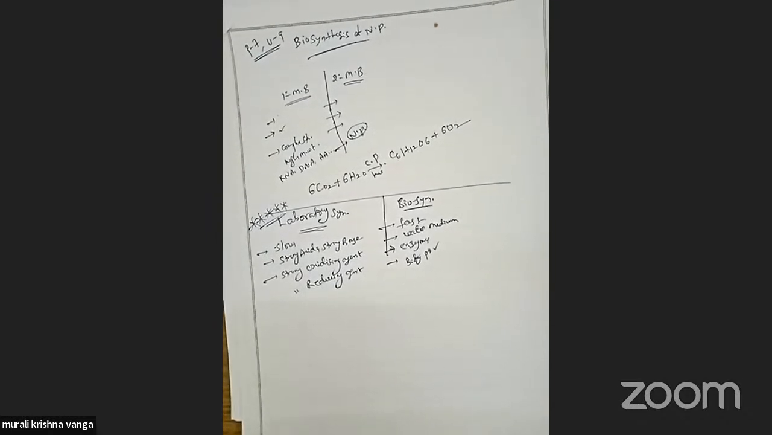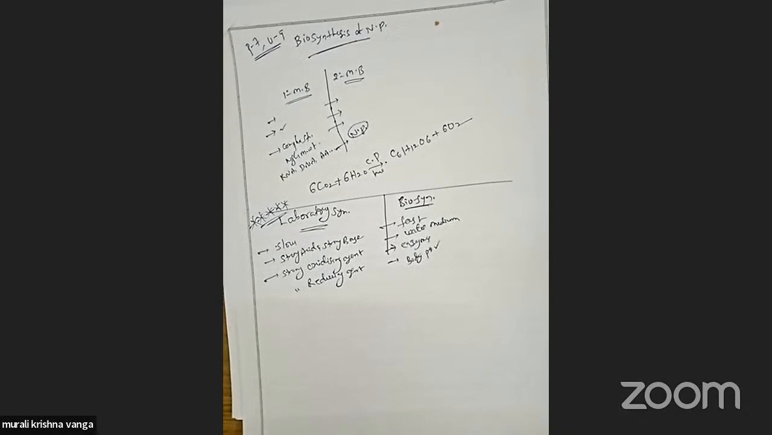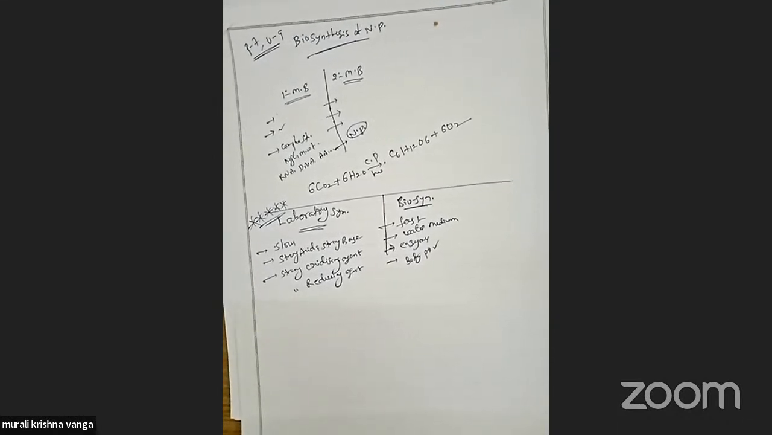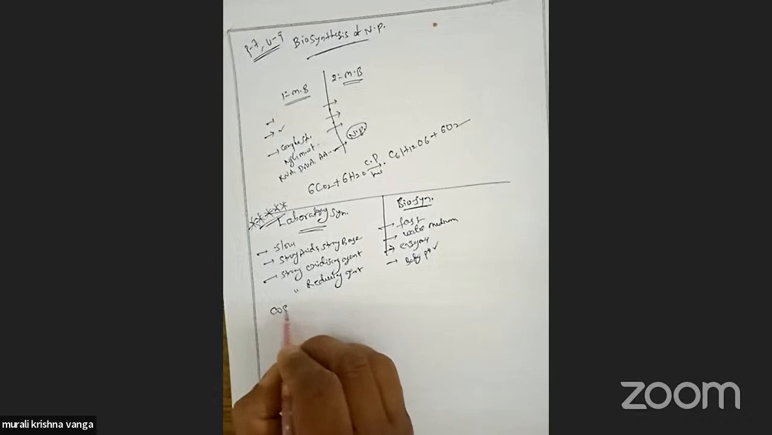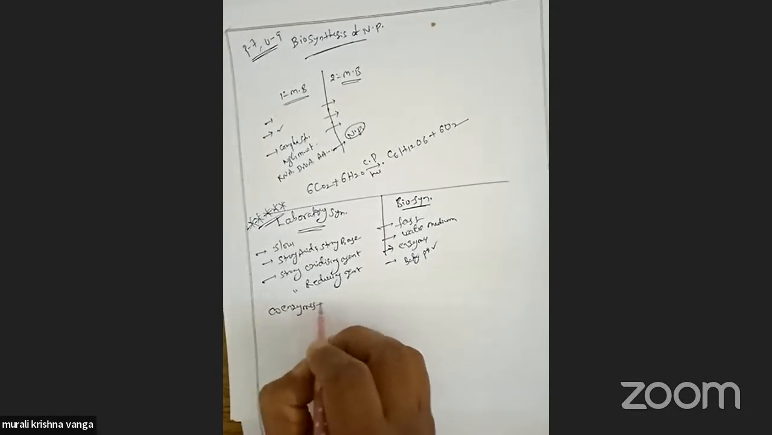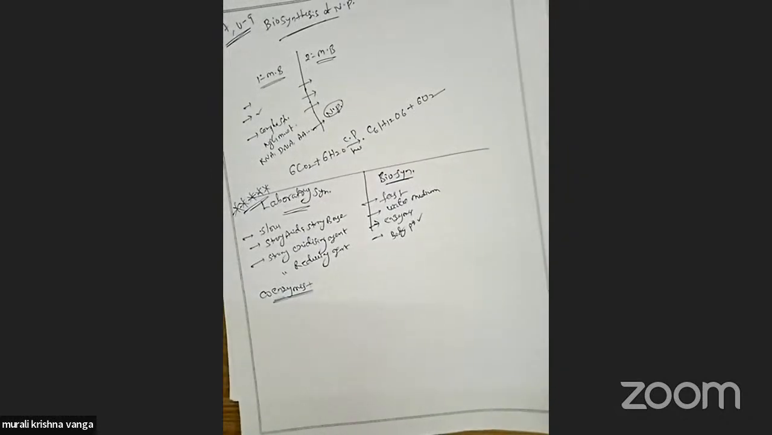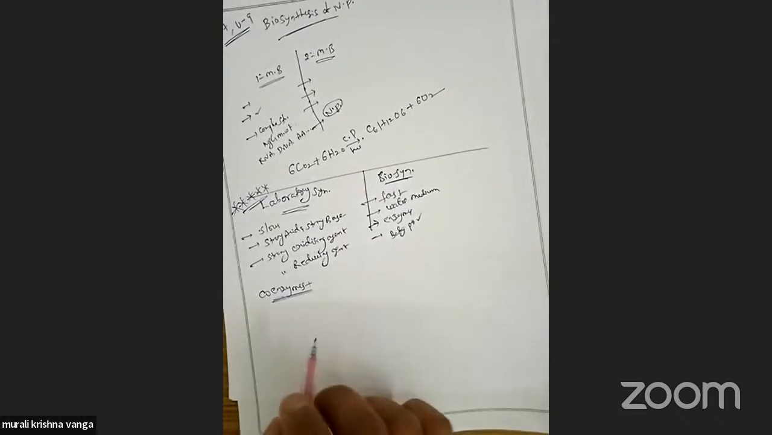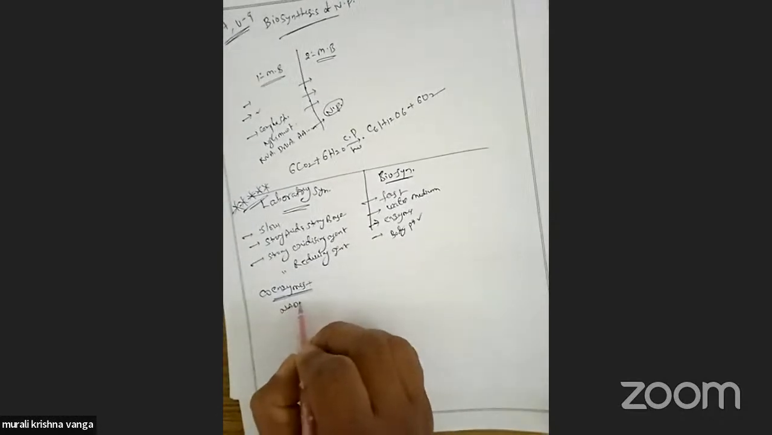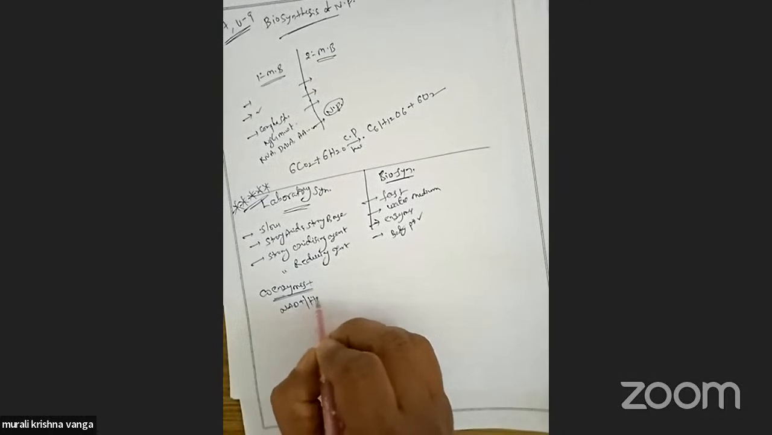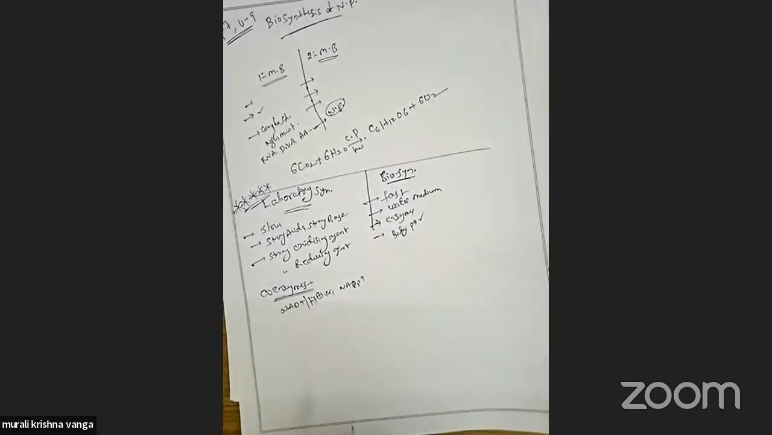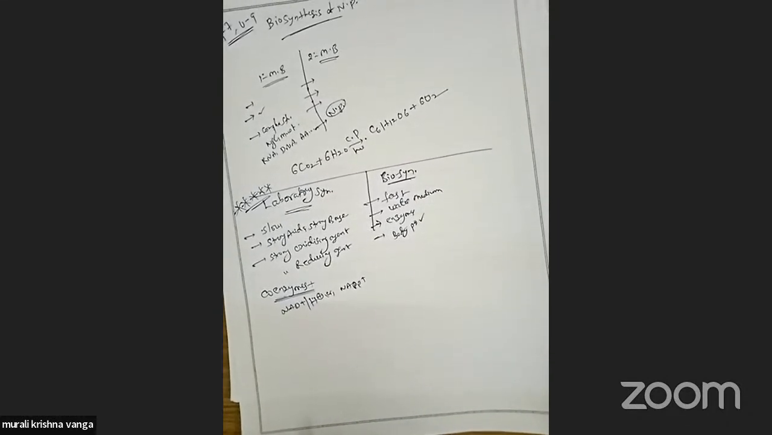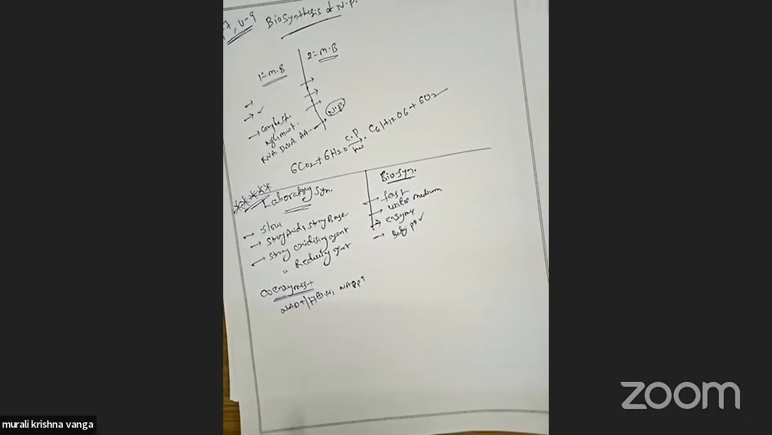Next, we are discussing coenzymes. That is NAD or NADP, NADPH, which is oxidized from nicotinamide adenine dinucleotide and catalyzes oxidation reactions.